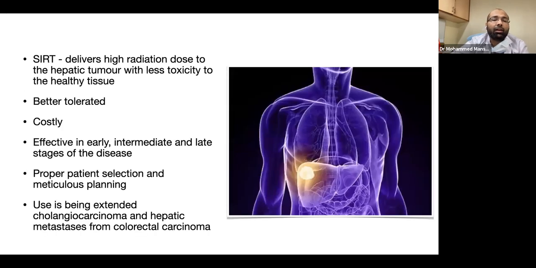So to conclude, SIRT delivers high radiation dose to the hepatic tumor with less toxicity to the healthy tissue. It is better tolerated, however, it is costly. It is effective in early, intermediate, and late stages of the disease. Proper patient selection and meticulous planning is the key. Its use is now also being extended in treatment of intrahepatic mass-forming cholangiocarcinoma and hepatic metastasis from colorectal carcinoma.